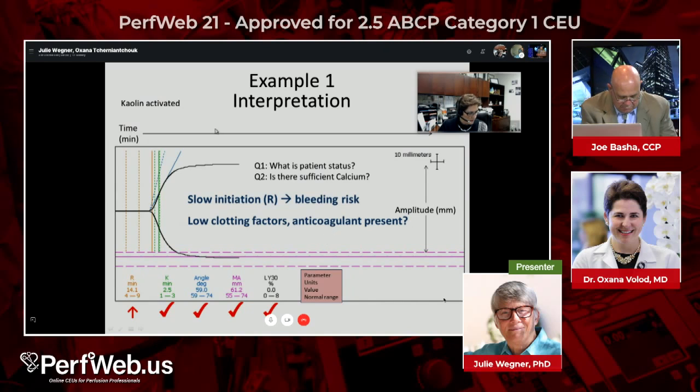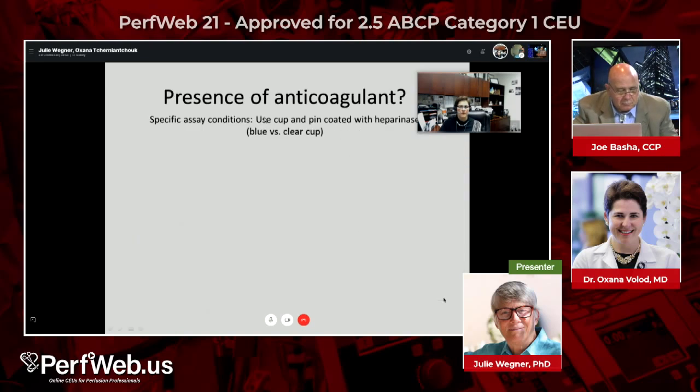The other possibility in this case, because we look at what type of test we ran, which was just a kaolin-activated test: if there's heparin on board, you don't know if heparin is actually causing this. So it could be an anticoagulant effect. How do we figure out if the anticoagulant, in this case heparin, is present? One of the ways you can do that is to use a specific assay condition where you use a cup and pin setup that is coated with heparinase.